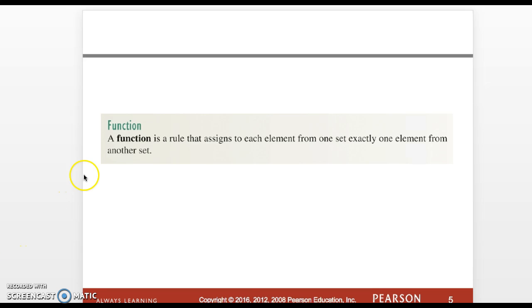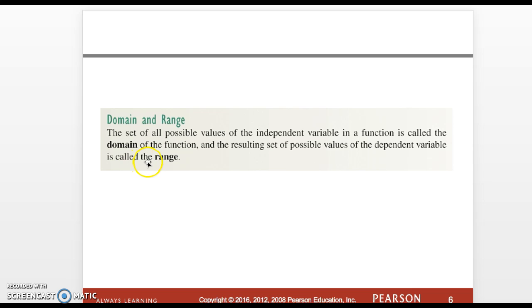We want to remember that a function is just a rule that assigns to each element from one set exactly one element from another. So think about the one set we typically call our domain, and then the other set is our range. So we'll have a rule that assigns each element in our domain to exactly one in our range. Great. So this slide just recaps that we can also talk about independent variable as domain and dependent variable as range.